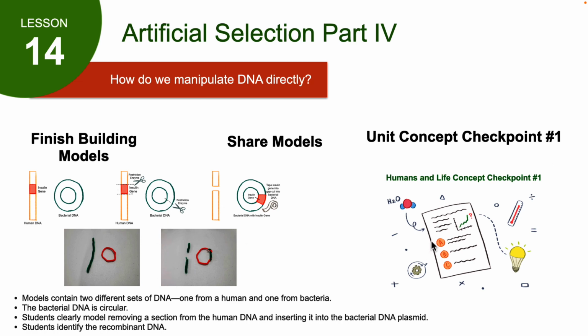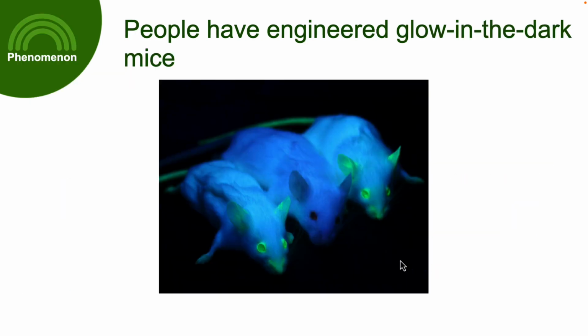End the day with a unit concept checkpoint, one of our multiple choice assessments with questions that are specifically written to target misconceptions about the ideas in the chapter so far. With their understanding of genetic engineering so far, students might be able to explain this new phenomenon that people have engineered glow-in-the-dark mice. Glow-in-the-dark mice?